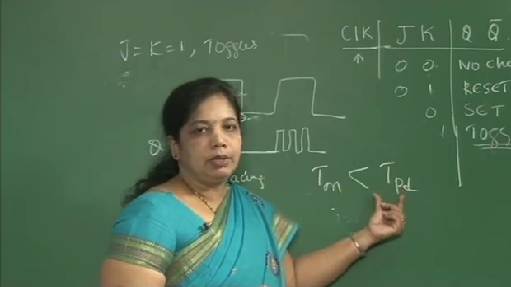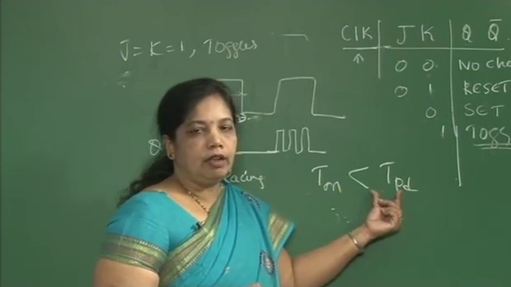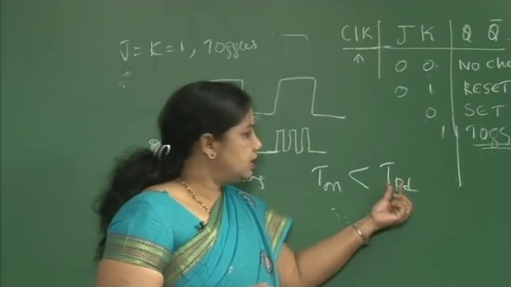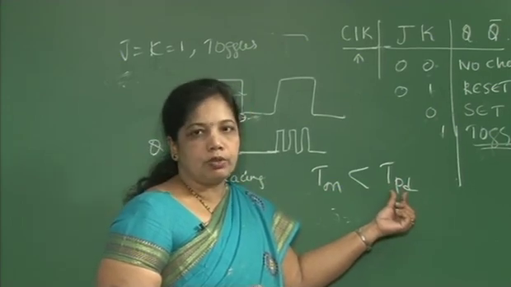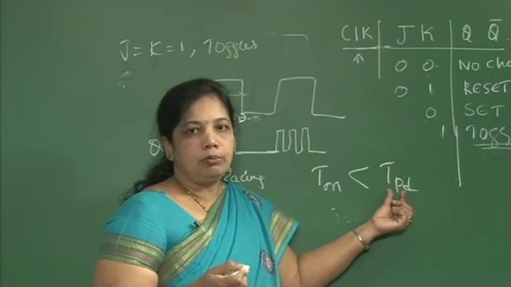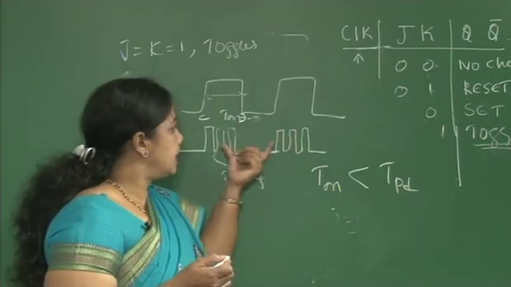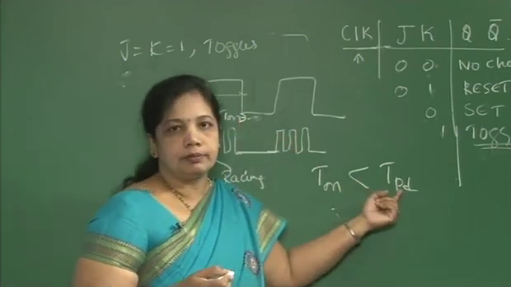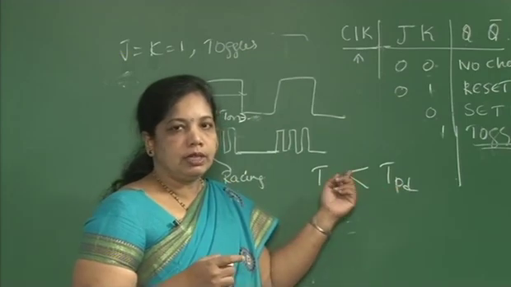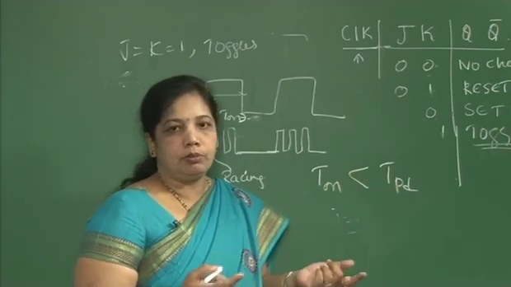So what is this TPD? It is nothing but the delay of the flip flop, which is always in the order of nanoseconds or picoseconds, which is practically impossible to make this clock pulse lower than this. So this is a possible case we can do, but practically it is impossible.